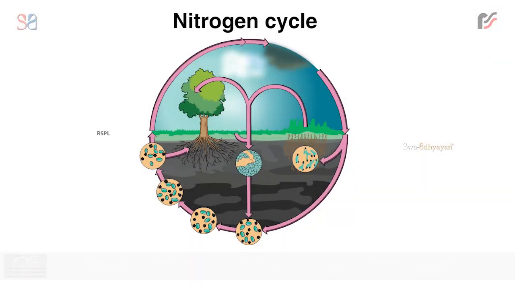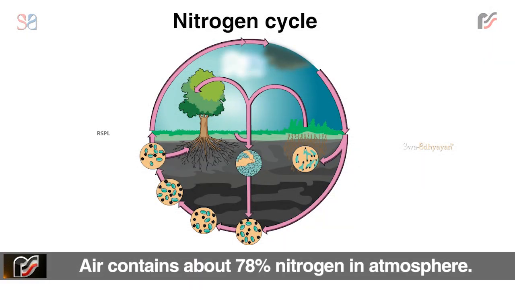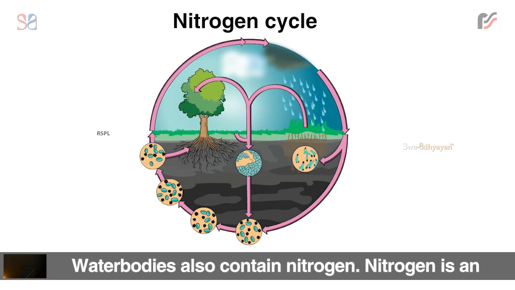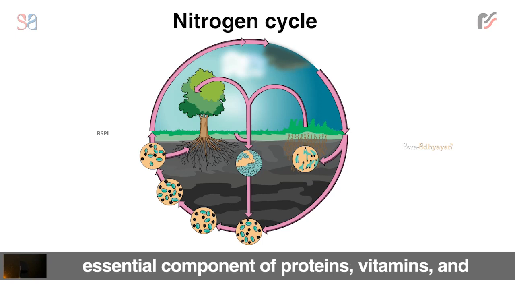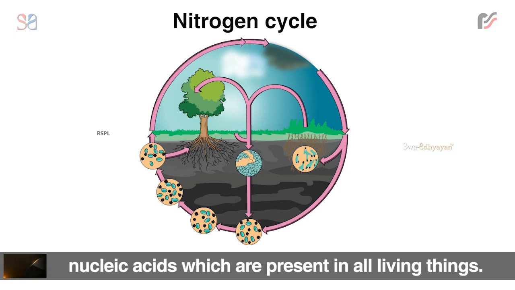Nitrogen cycle. Air contains about 78% nitrogen in the atmosphere. Water bodies also contain nitrogen. Nitrogen is an essential component of proteins, vitamins, and nucleic acids, which are present in all living things.